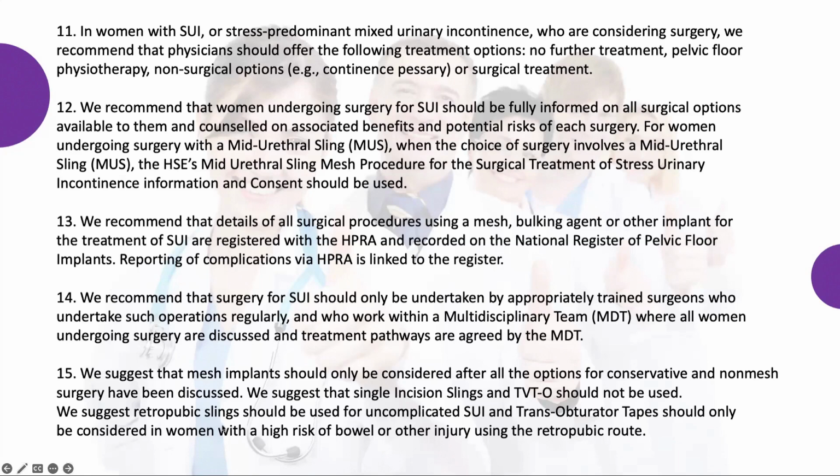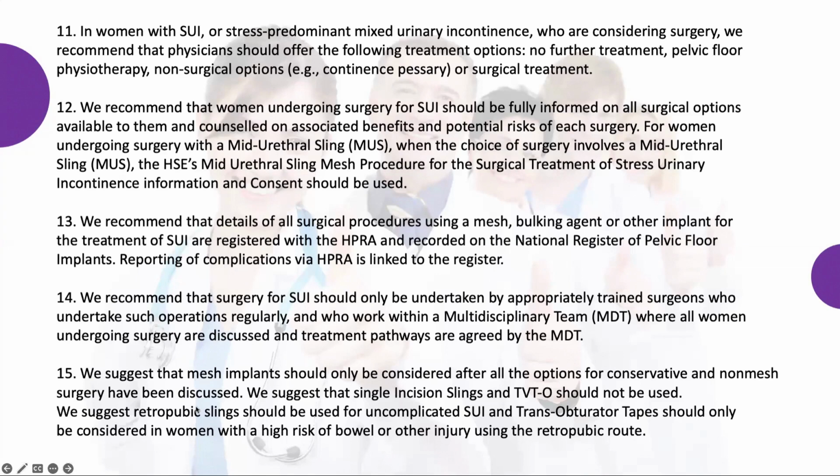They suggest retropubic slings for uncomplicated SUI, and transobturator tapes should only be considered with high risk of bowel or other injuries, which is possible with the retropubic route. So is it clear for you people, this 15th recommendation? Dr. Asuri, can you tell more about the tape, the prerequisite for the tape?